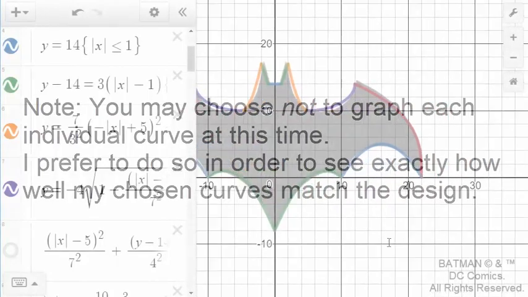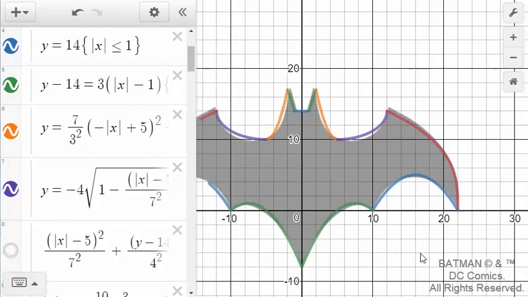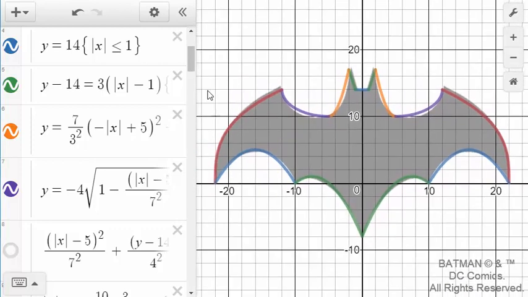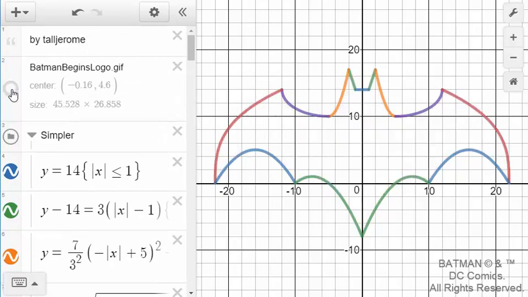Looking at the curves themselves, the first thing you notice is that this set of curves does not fit the design perfectly well, but I'm going to suggest that they are good enough to use as an example in this video. Notice that if I hide the logo image, who's going to look at that and go, "Boo, that sucks"? Come on, no one's going to notice that it's not perfect.